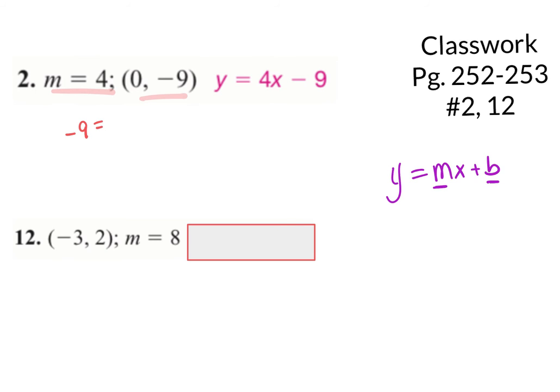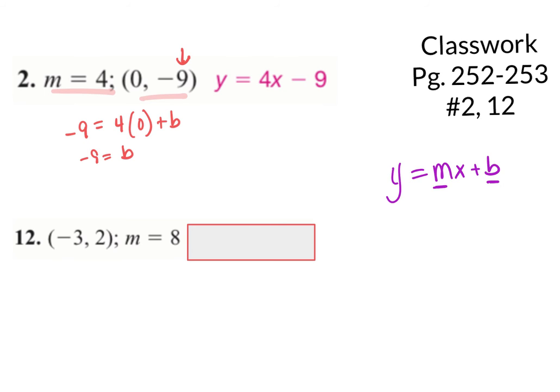Y equals mx plus b. That's just 0. That will always be your b anytime your x is 0. So you don't even have to go through the process of doing that. They've handed you your b when they've given you a coordinate that has a 0 as your x value.